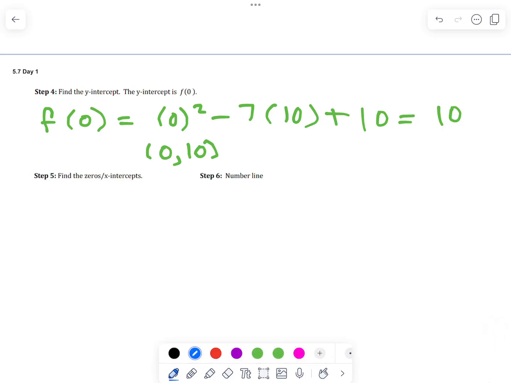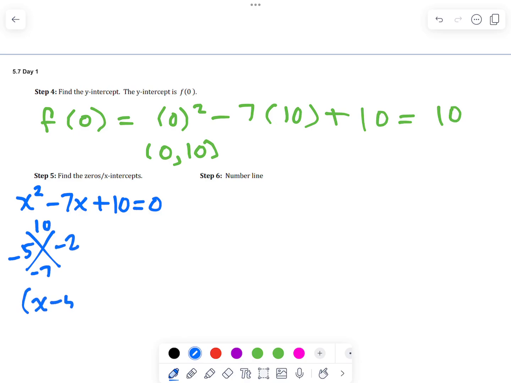So to find the x-intercepts, we're trying to find those critical points. We're trying to find out when we set the function equal to 0. So we are going to, this time, just go right to the diamond. So what are the factors of 10 that add to negative 7? And that's negative 5 and negative 2. So in factored form, our two binomials are x minus 5 quantity, x minus 2 quantity.